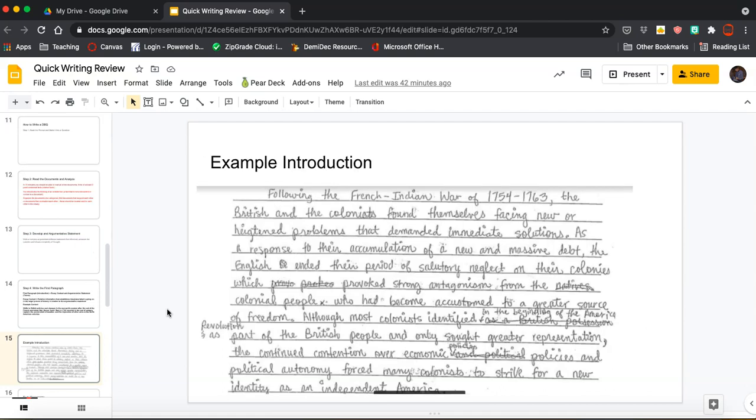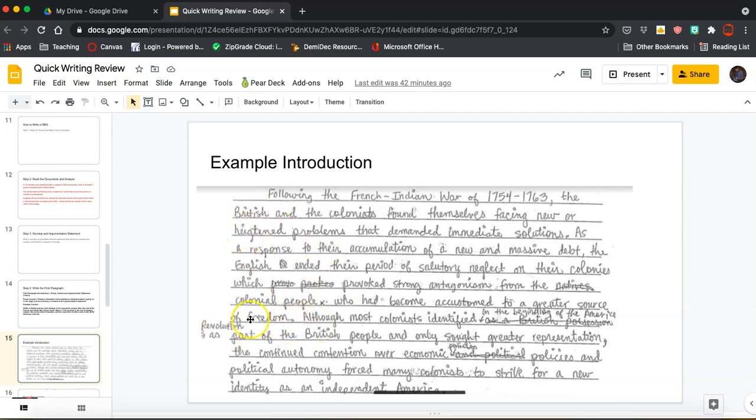And so when you look at a first paragraph that was actually written, this comes from the College Board. This is one of the examples that they gave out. Following the French and Indian War, the British and colonists found themselves facing new or heightened problems that demanded immediate solutions. As a response to their accumulation of new and massive debt, the English ended their period of salutary neglect on their colonies, which provoked strong antagonism from the colonial people who had become accustomed to a greater source of freedom.